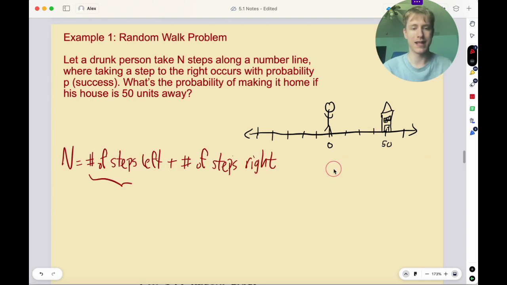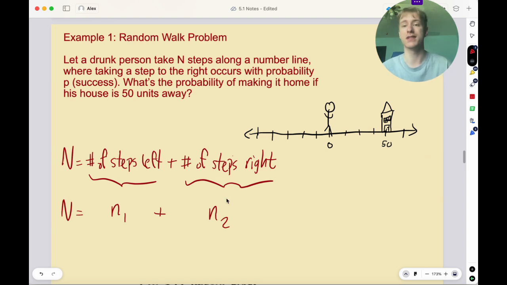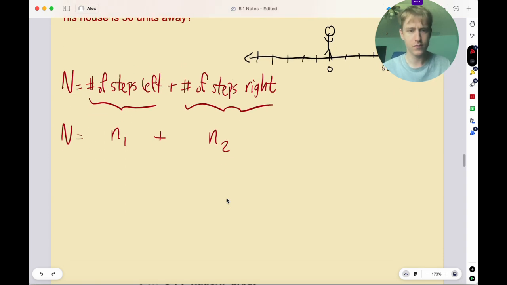Capital N is the sum of n1 and n2, where n1 is the number of steps to the left and n2 is the number of steps to the right. What does it mean to make it home? The number of steps taken to the right has to surpass the number of steps taken to the left by 50. We'll say exactly 50 for now. So n2 minus n1 needs to equal 50.